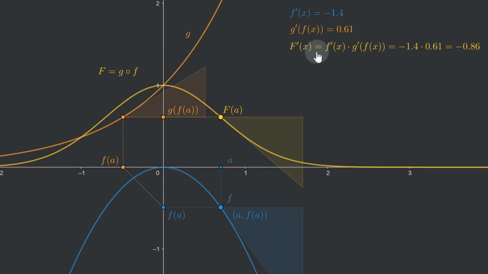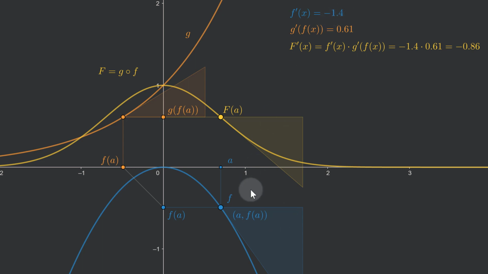Now you see that I have written the formula for the chain rule here. The derivative of capital F is given by the derivative of f at x, which is in this case negative 1.4, times the derivative of g evaluated at the point f of x, which is 0.61 here. The product of these two values is negative 0.86. Now we can verify the chain rule for this point a by verifying that these values here fit to what we see at the three slope triangles.